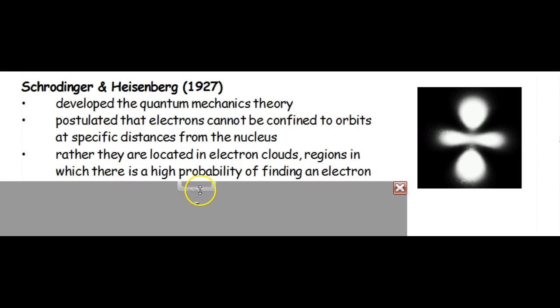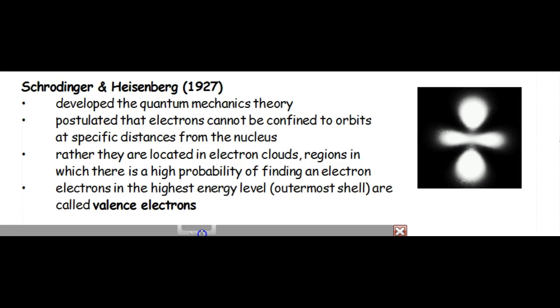Okay, so as before, we always refer to electrons that are in the outer energy level, the highest energy level, as valence electrons. That's still true whether we're talking about the electrons being in orbits or in these electron cloud configurations. The electrons in the highest energy level are still going to be referred to as valence electrons.